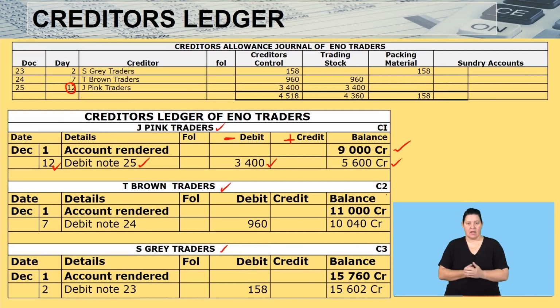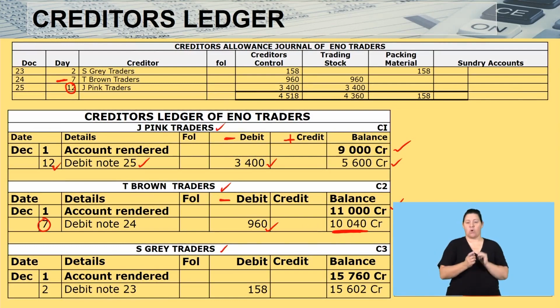Then let's come to T Brown Traders. The balance is already 11,000 on the credit side. And then on the 7th, which is what you see over here, there is an allowance of 960. We have agreed already that our allowances, we put them on the debit side. That means my 960 will be on the debit. So 11,000 minus 960 should give me 10,040, which is a credit balance.